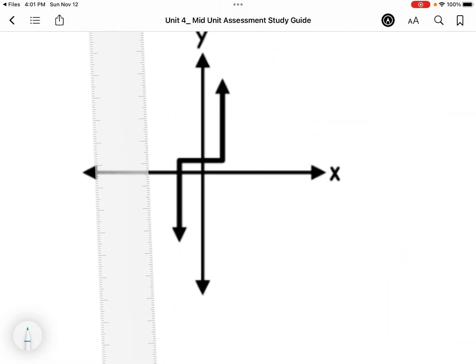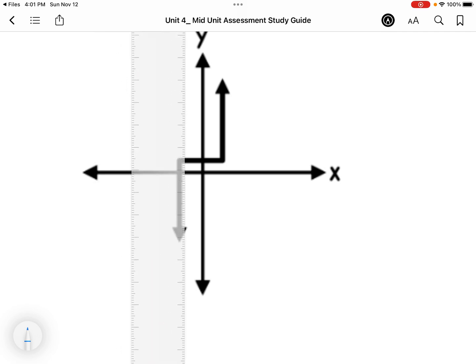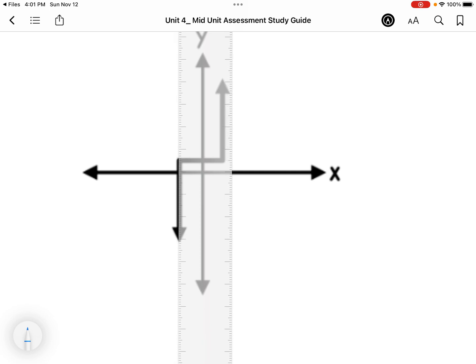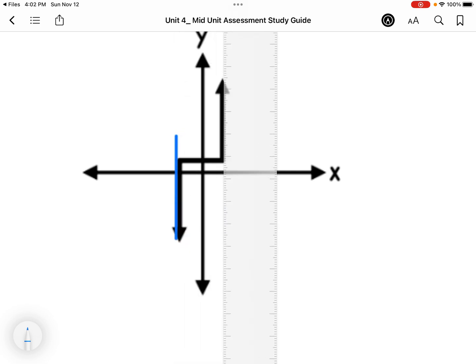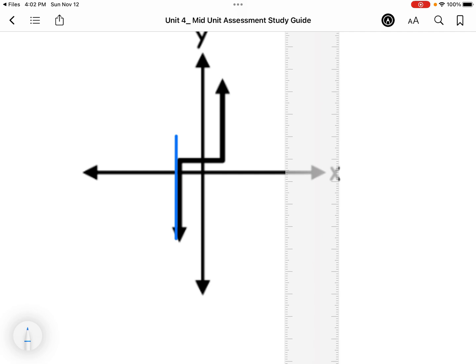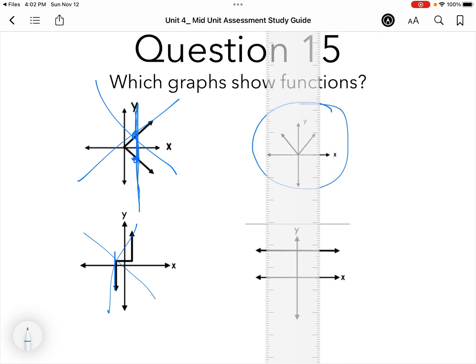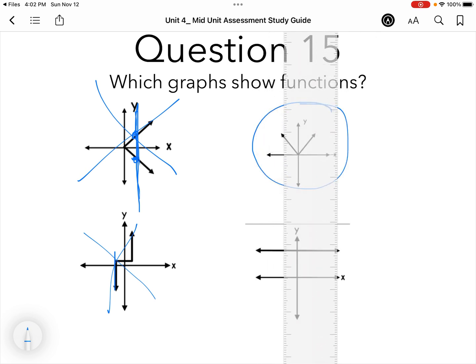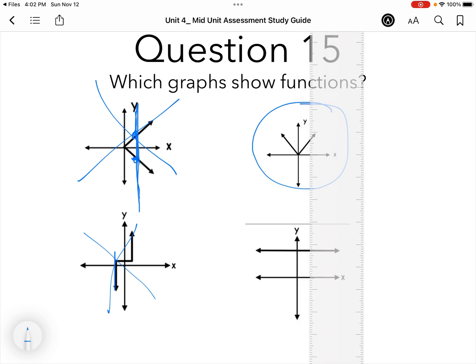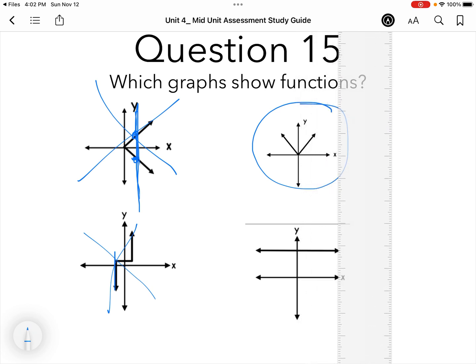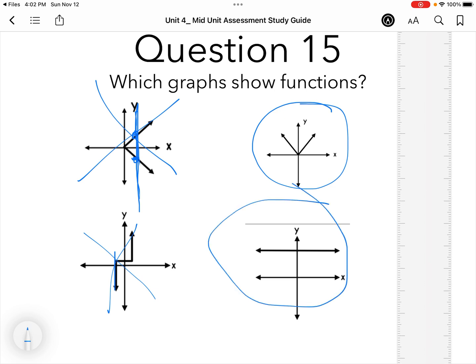Let's take a look here. I want to make sure it's perfectly 90 degrees. See, this fails the vertical line test because I can touch it in multiple places. This is not a function. Fails the vertical line test. This one, on the other hand, as I go across, it may have a zero slope, but it passes the vertical line test, so it is a function.